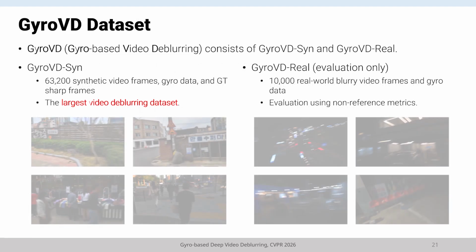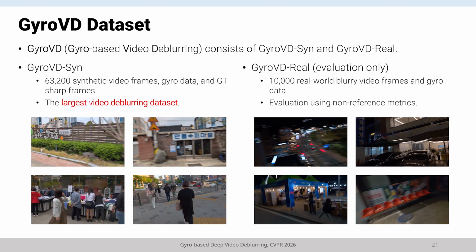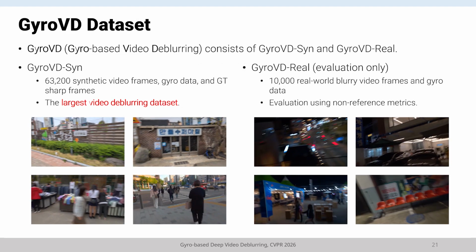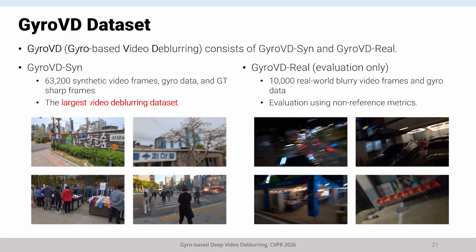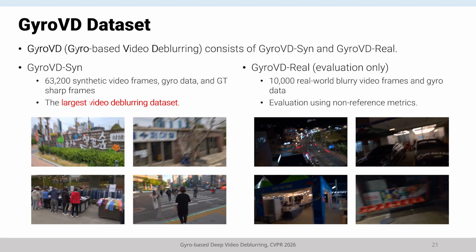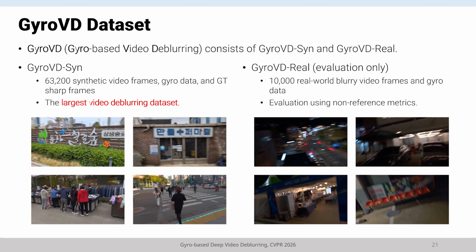To train and evaluate our method, we collected a novel dataset. To build the dataset, we simultaneously capture high-speed videos and gyro data using a smartphone and synthesize blurred images by averaging consecutive video frames.